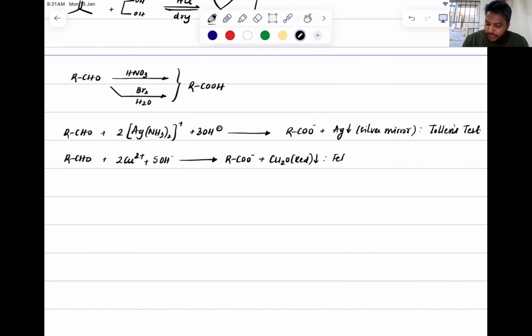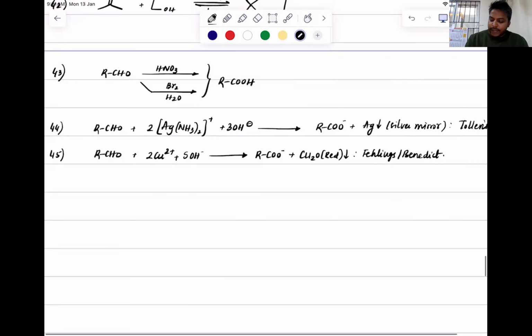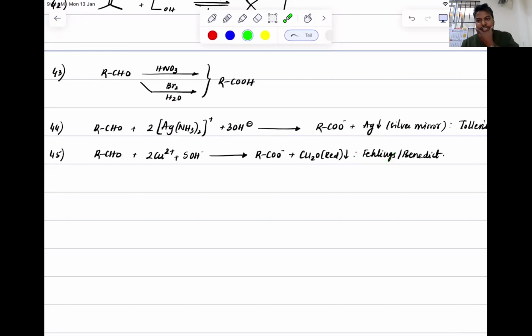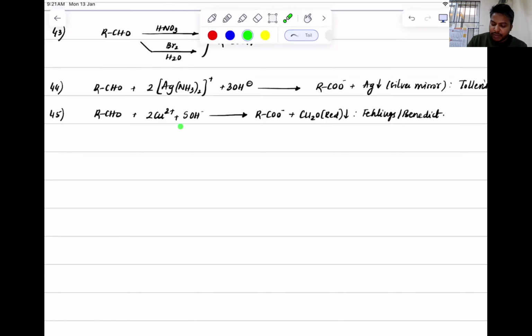This is Fehling's as well as Benedict's. Fehling's is when you have the solution as sodium potassium tartrate, Benedict's if you have sodium potassium citrate. So that is the difference. The stabilizing complex is different. That's it. The reaction is the same. So remember how many moles of OH- are used in both cases, guys. Okay. Next, 46. Mark that.